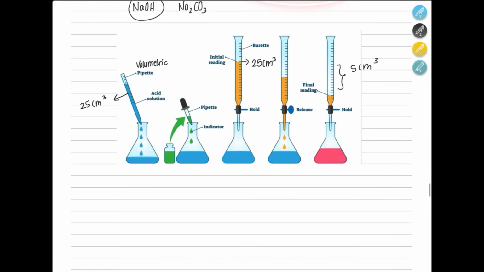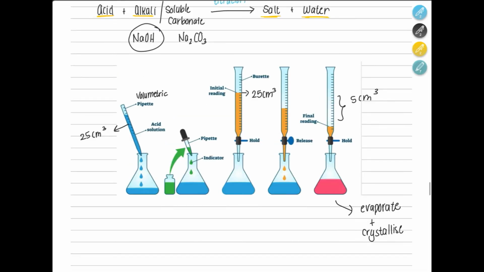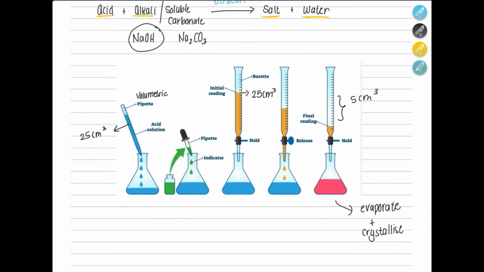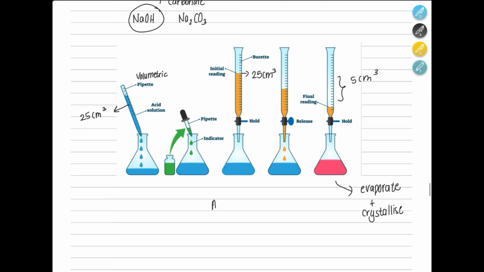You have salt and water. So the next step is you have to evaporate it to remove the water and crystallize it. Now before evaporating and crystallizing, you have to repeat this experiment without using the indicator, because you don't want your indicator to be in the final solution, right? So using these same volumes, titrate it again, and then you can evaporate and crystallize. Now another method is that you can add activated charcoal into the final solution. Activated charcoal can remove the colored indicator. So you can either use activated charcoal or repeat the experiment without the indicator.